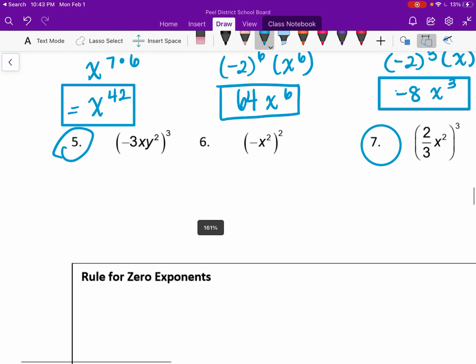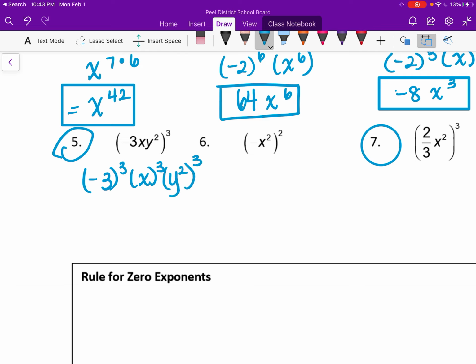Okay. So here we have negative 3. We got to cube that. Then we have x. We got to cube that. Then we have y squared. We got to cube that too. So negative 3 cubed is negative 27. Oh, it's the same thing. It's basically the same thing over there. It's just now you have a negative 27.